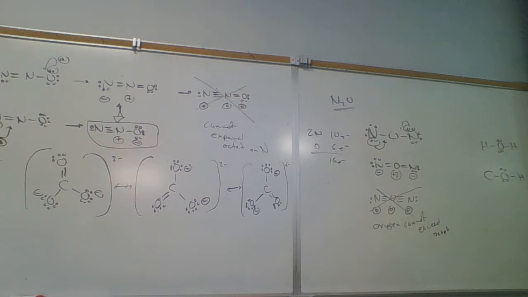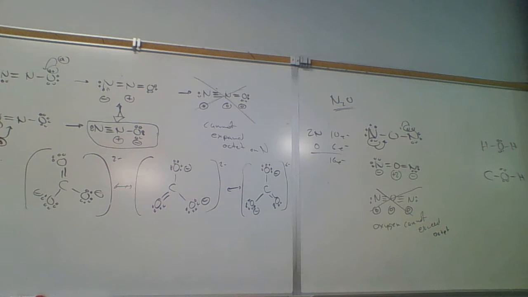But somebody doesn't have an octet, and how can we do that? We can form multiple bonds. If I take this pair from nitrogen, it doesn't change anything. I gotta take it from oxygen. And so I'm gonna have to form a double or a triple. I need two more pairs, so I'm gonna have to form a triple. What are the formal charges? Nitrogen is minus, oxygen is plus.